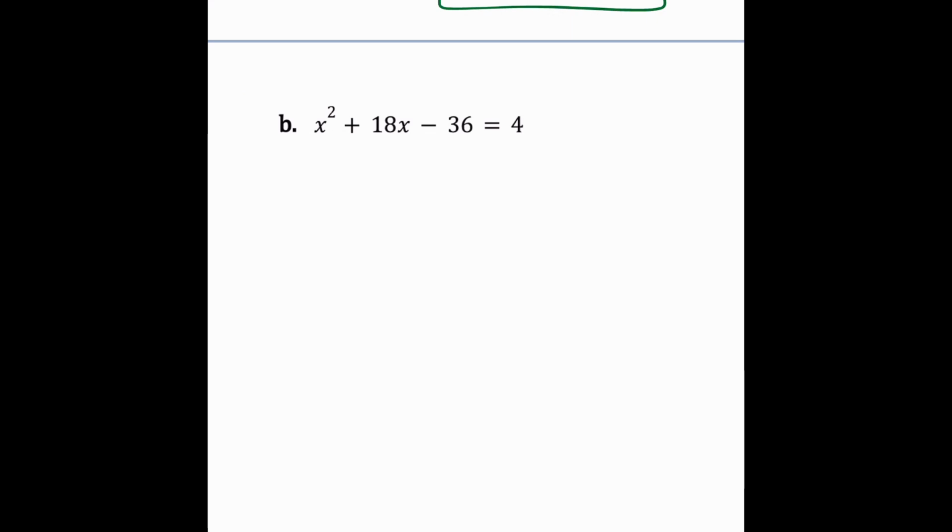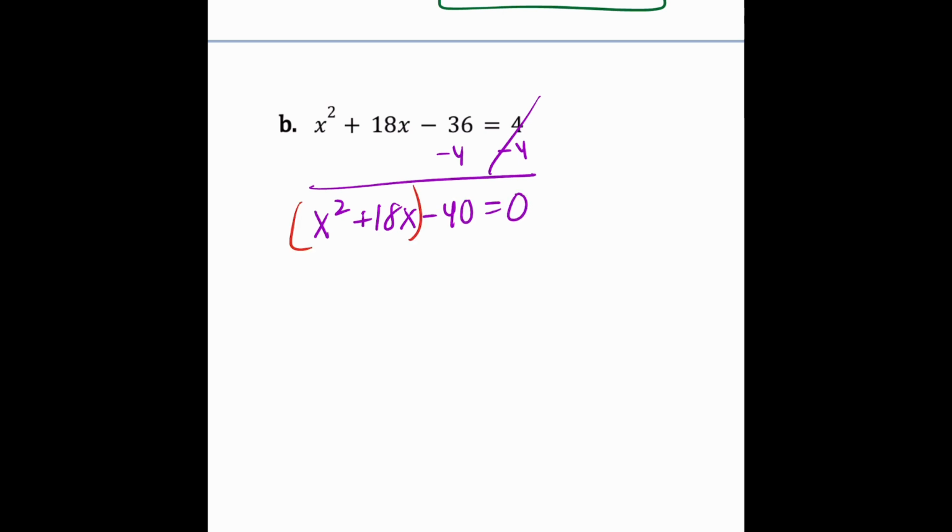Alright, we have x squared plus 18x minus 36 equals 4. First thing I want to do is set the equation equal to 0. So I need to subtract 4 over. I get x squared plus 18x minus 40 equals 0. I know that this is a and b. This cannot be c because I don't have a perfect number. Negative 40 is not a perfect number, so I need to find c, where I take my b value, divide it by 2, and I square it. In this case, my b value is 18 divided by 2 squared. 18 divided by 2 is 9 squared, which is 81.